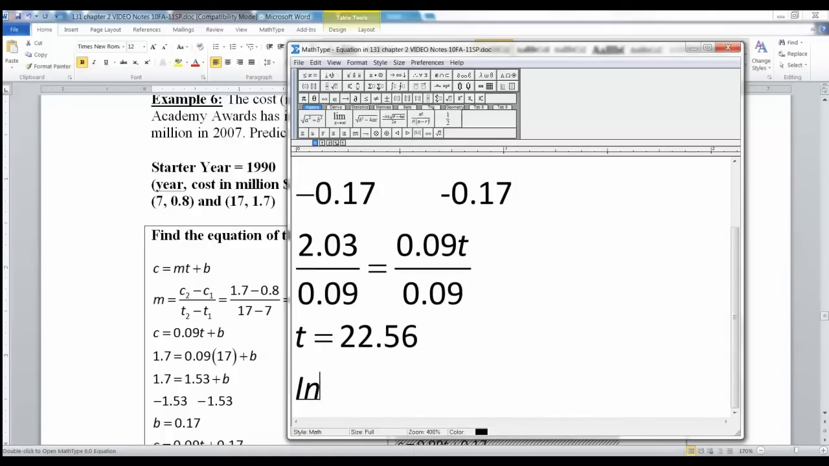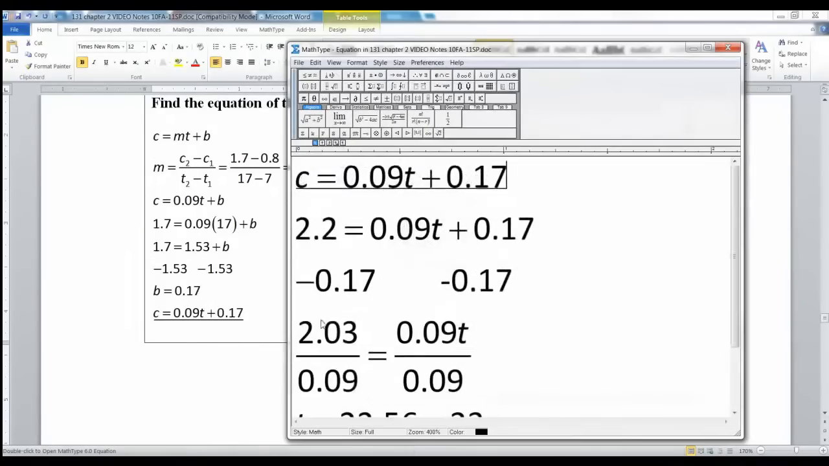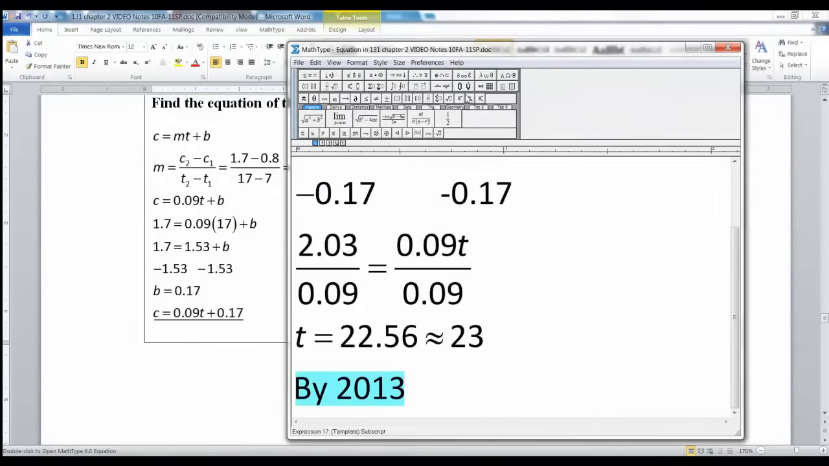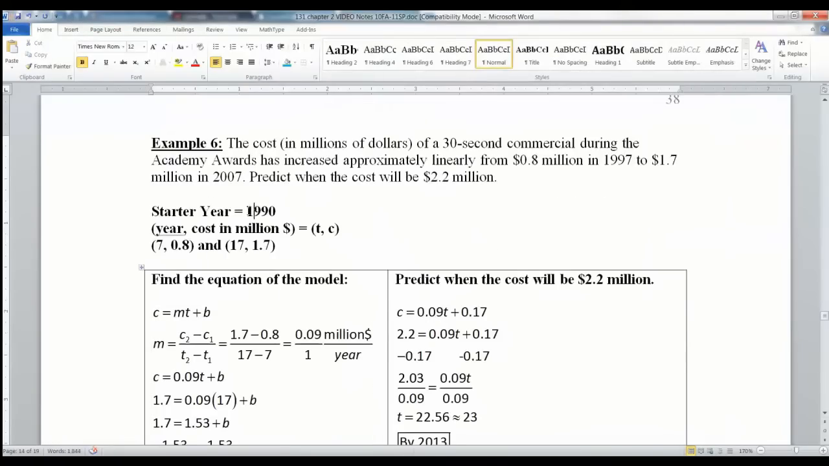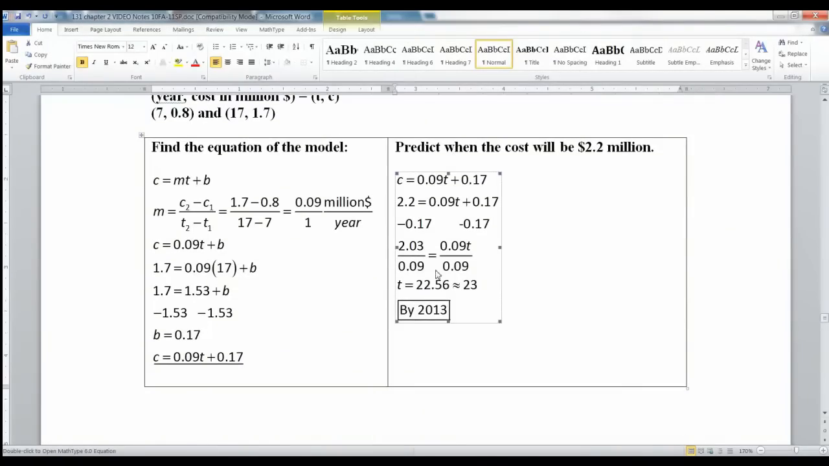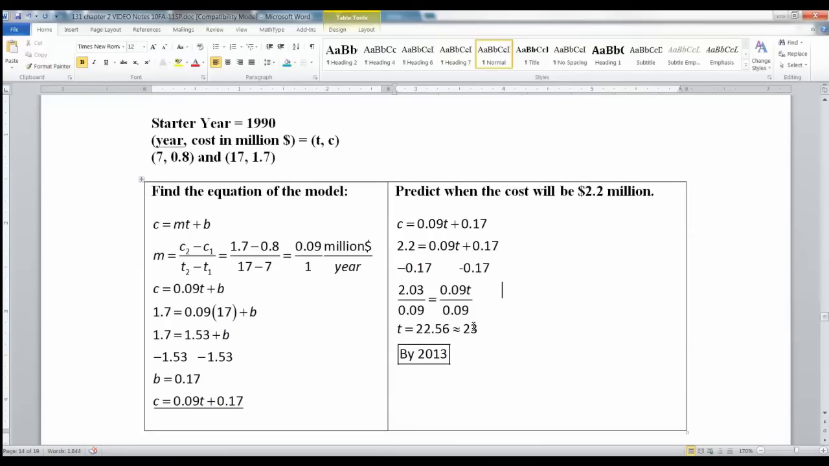So that's in, if we round it, let me put it this way. If we round this to the nearest year, it'd be 23, right? So by 2013, right? For sure. Because your starter year was 1990, right? Here. We invented our starter year to be 1990, so I take that number and I add 23 to it. I'm going to get 2013.